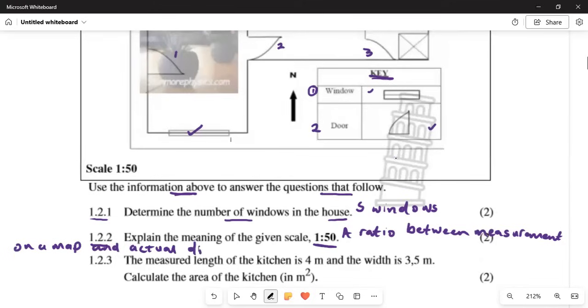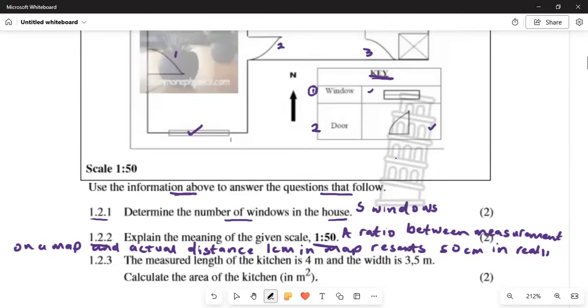So by 1 to 50, we are saying 1 centimeter on a map represents 50 centimeters in real life. So that is what we need to understand.